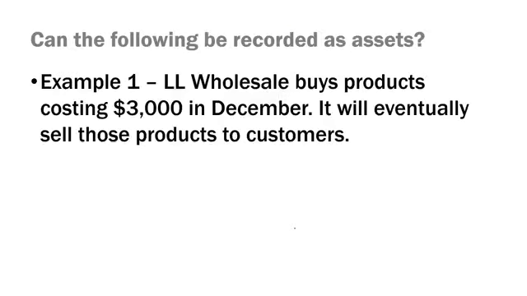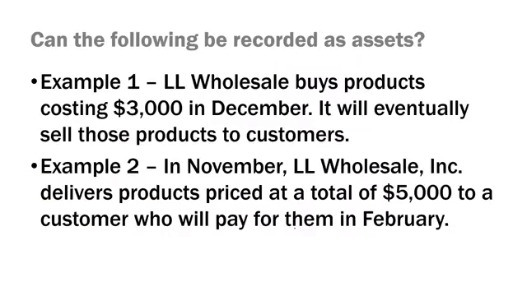Here are some examples. Let's talk about whether they can be recorded as assets in the company's books. First example, LL Wholesale buys products costing $3,000 in December. It will eventually sell those products to customers. This is something that's owned and controlled by the company as a result of a past exchange or transaction. The company bought them from a supplier. They're expected to provide future economic benefit, which will be the second criteria, because the company will sell them to customers at a profit. So yes, this can be recorded as an asset. It would be recorded on the balance sheet in the inventory account at the cost of $3,000.